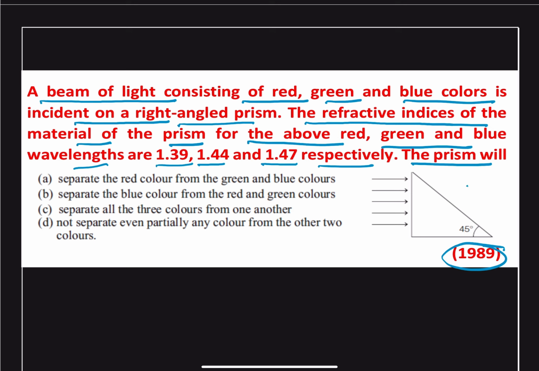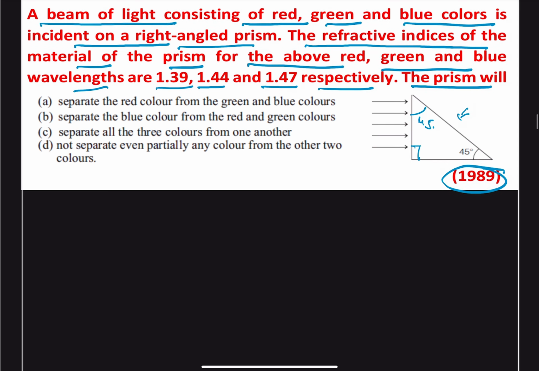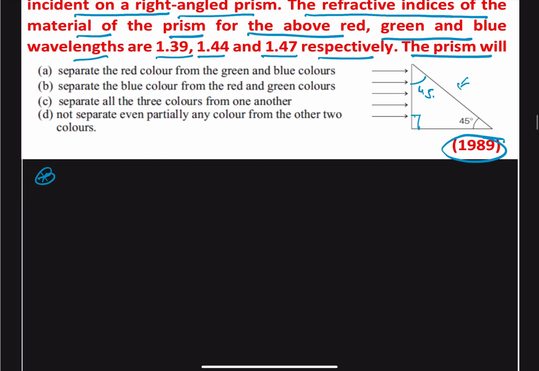Okay. So this is a prism, it is a right angle prism, an angle of 45 is there, as well as this will be also 45. So we are given the refractive index for the red, green and blue with respect to the prism. So we can say refractive index for red is 1.39, refractive index for green is 1.44, and refractive index for blue is 1.47.